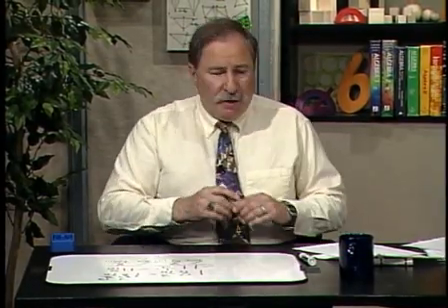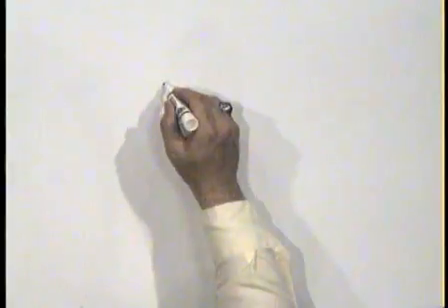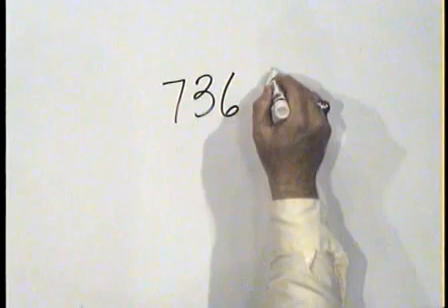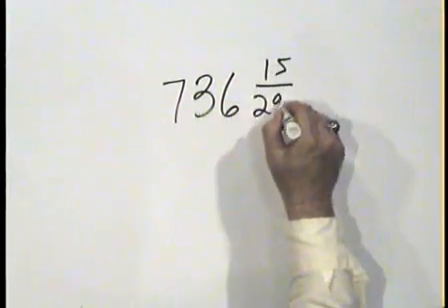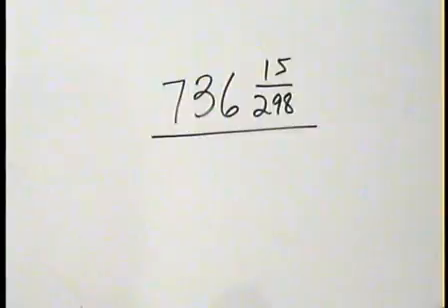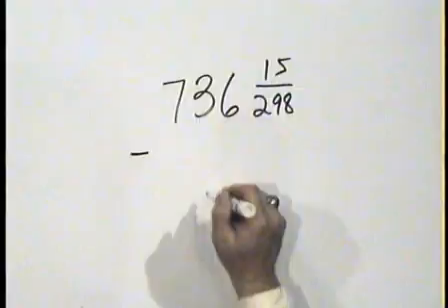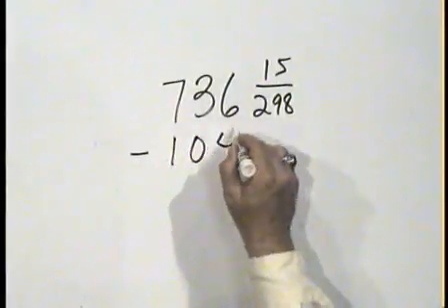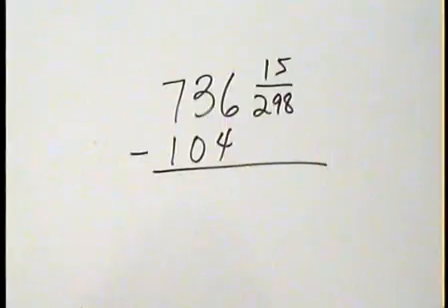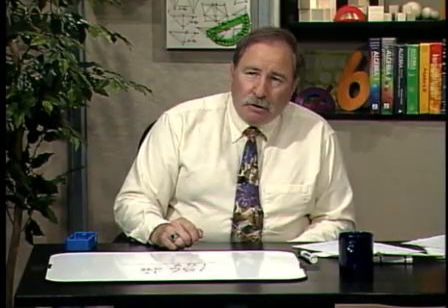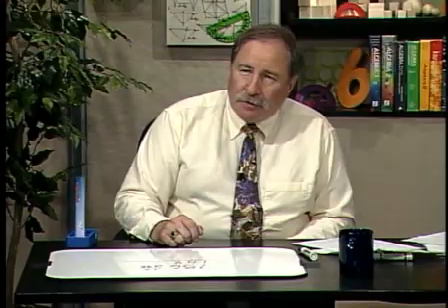Now, let's do one more. We have one more problem to be done. How about this one? 736 and 15/298 minus 104. Now, what did I draw that line for? I don't know. I'm so excited about these big numbers. That looks like a very strange problem. There's a reason for my doing that. Go ahead and work the problem, come up with the answer, and return to the tape, and we'll work the problem together.